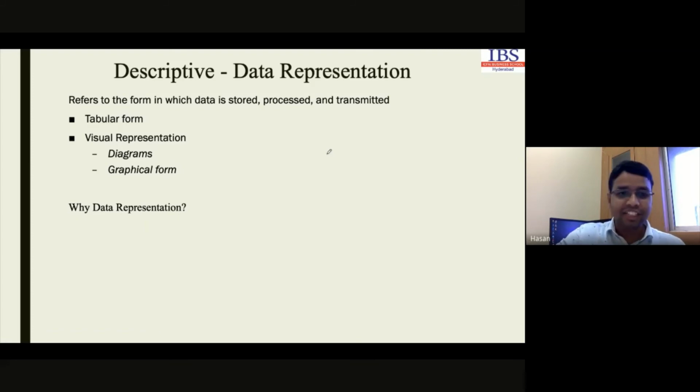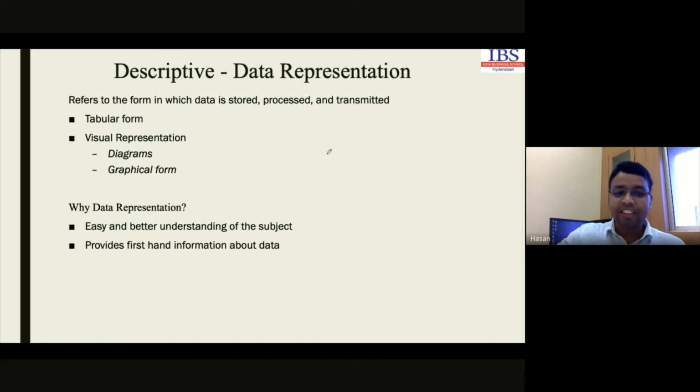There are numerous points to mention here. First one is better and easy understanding of the subject, why we are collecting the data. Next one is that it provides first-hand information about the data. Next one is that it is helpful in future analysis. We can decide the trend using data and decide the future course of action.